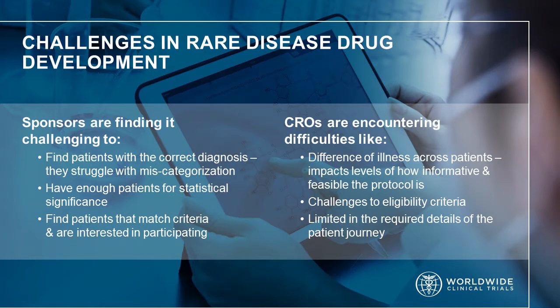For some of the more unusual conditions where we have clinical development programs, it is very easy for a physician to miscategorize a patient, even when by all accounts the patient will have the disease in question. So in answer to your question, it's all of the above: finding patients with the correct diagnosis, and finding patients who are interested in participating in interventional or observational trials.